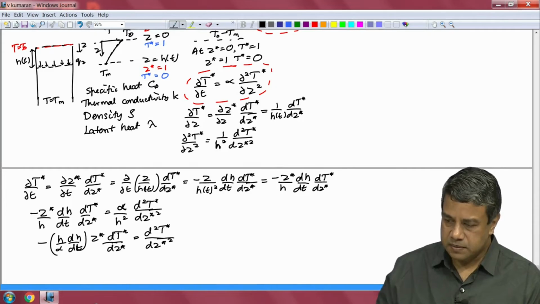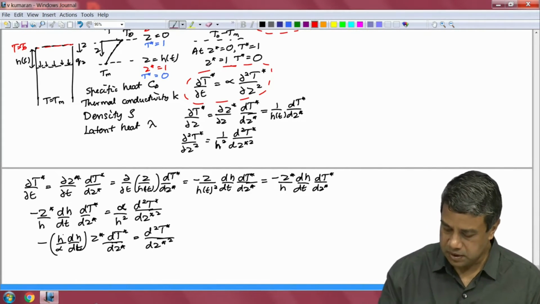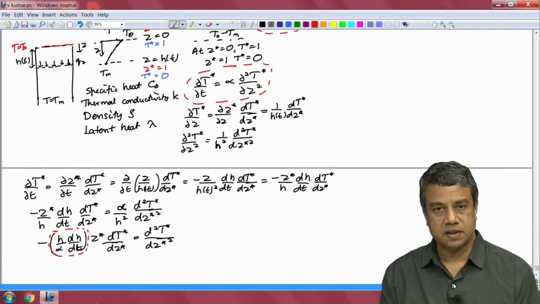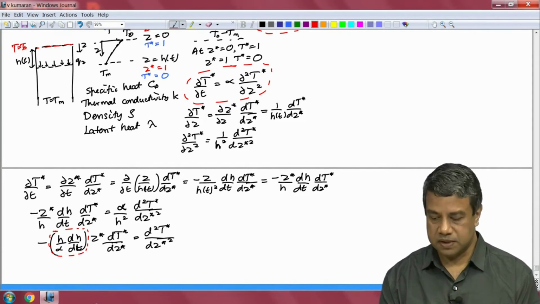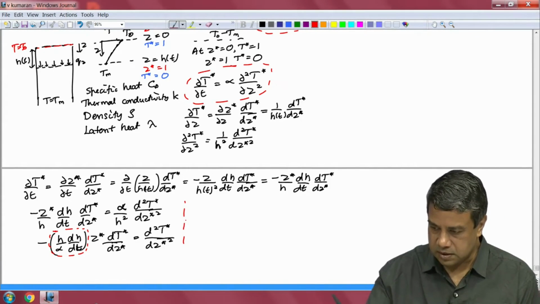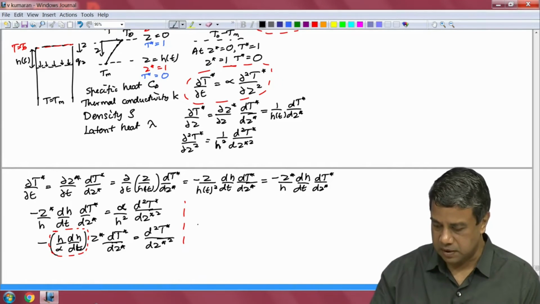And obviously a similarity solution can be used only if this is a constant. Otherwise we cannot get a similarity solution. Note that the boundary conditions are of course not dependent upon z or t.